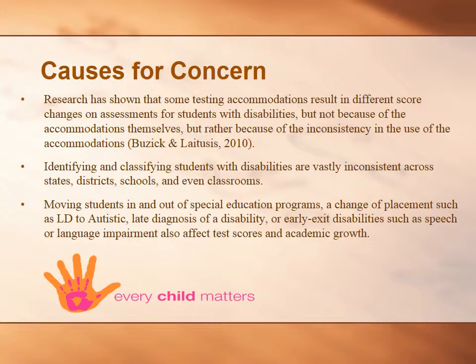If the student did not gain academic growth, is it because the accommodations were not accurate, because the same student was not provided accommodations the following year? Or was it because the student did not gain knowledge and skills necessary to gain academic growth? There's also the concern of moving students in and out of special education programs. A change of placement such as LD to autistic, late diagnosis of a disability, or early exit disabilities such as speech or language impairment also affect test scores and academic growth.